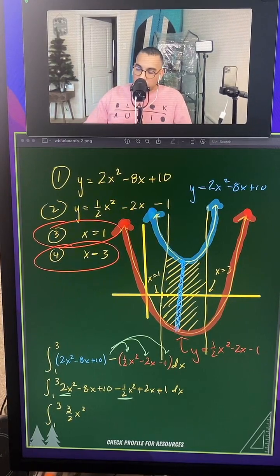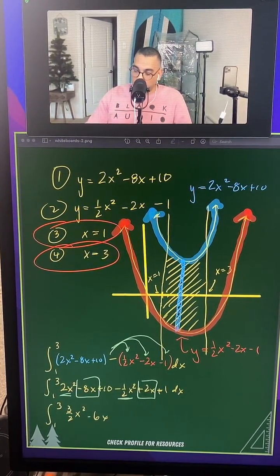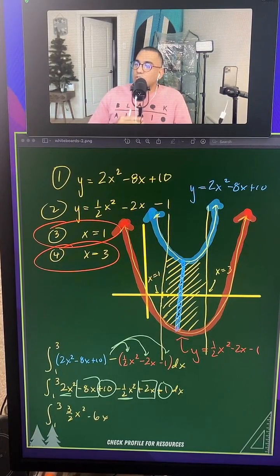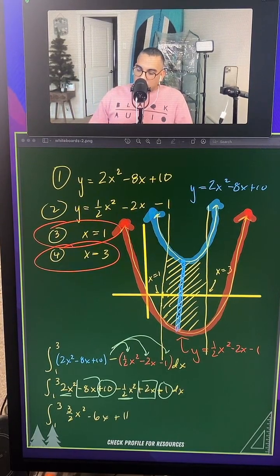Okay, let's go back to this. Let's continue. It looks like we can combine negative 8x and the positive 2x. And that's negative 6x. And then the last thing that we have to combine is the 10 and the plus 1. Notice how I gave these different shapes so I can just keep track of what I'm combining, just in case I want to look back at my steps. So now it's plus 11 dx.